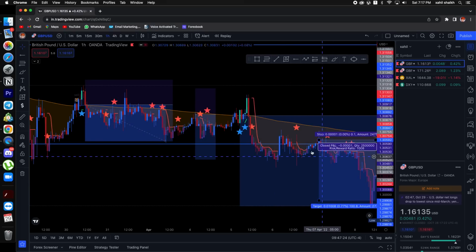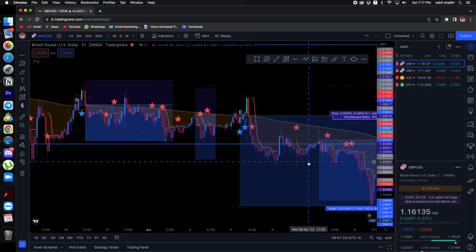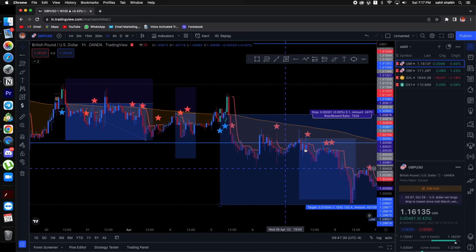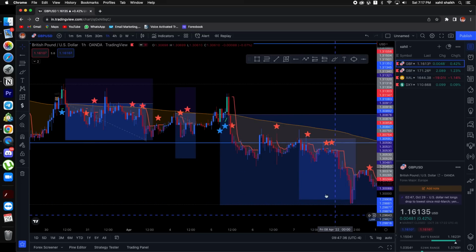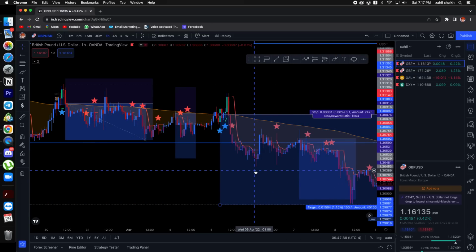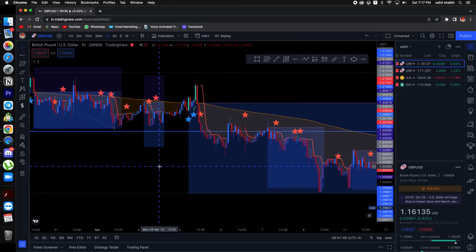Now I can easily see that price is in a consolidation zone. So I just waited for a breakout again, and at the same time I did take another sell at the top of the resistance, and it did play out well. So this gave me 100 pips, and this trade gave me another 150 pips. That was a really great trade.